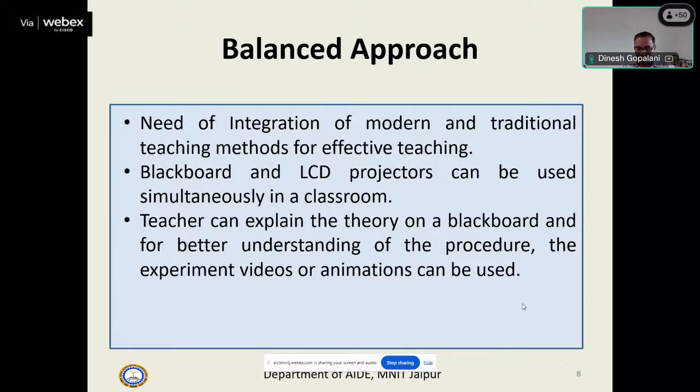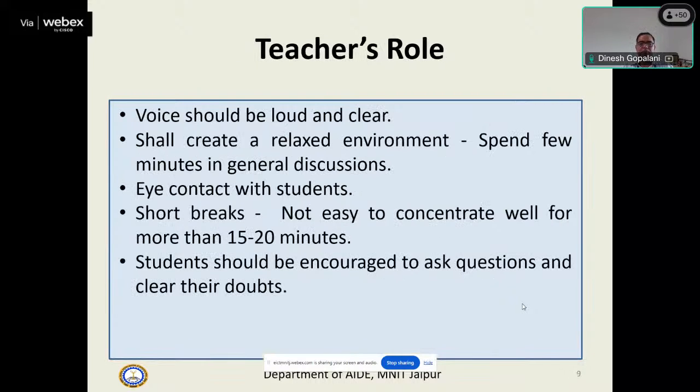Fine. So fortunately, we are having both things available. There are many schools, government schools, where teachers do not have access to these things. So fortunately, we are having both, and we should use them wisely. That is what I want to convey.